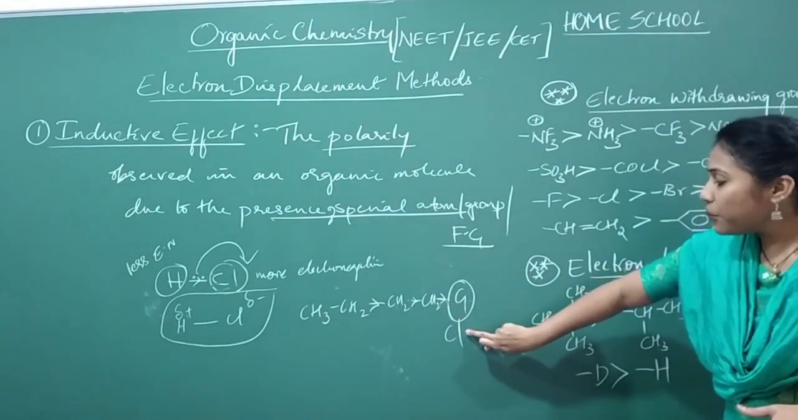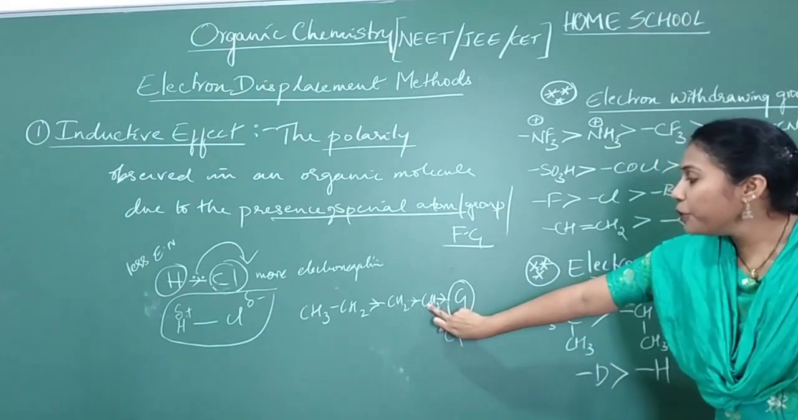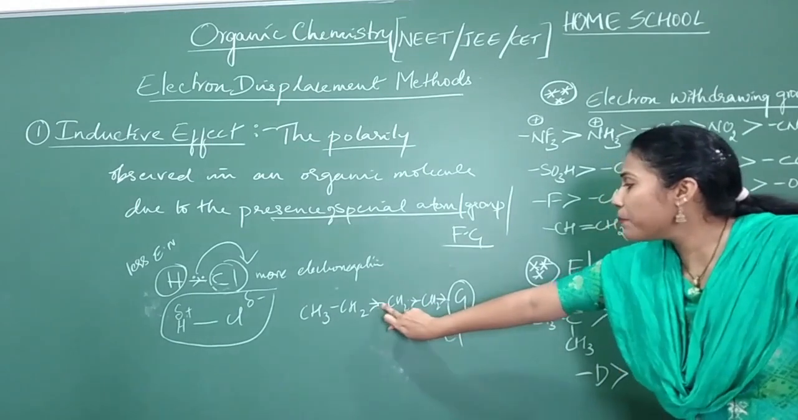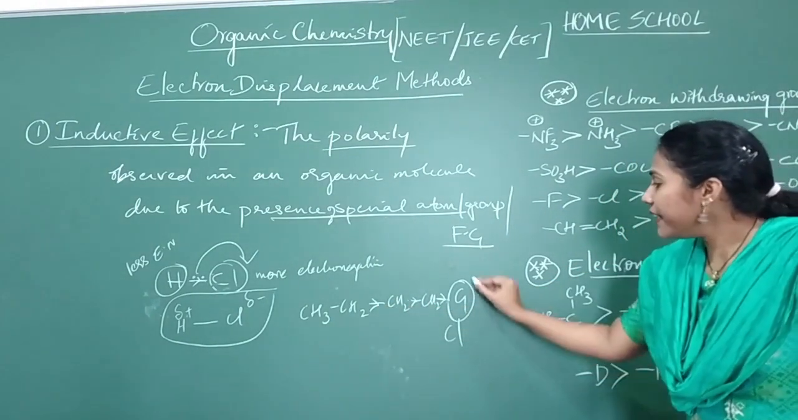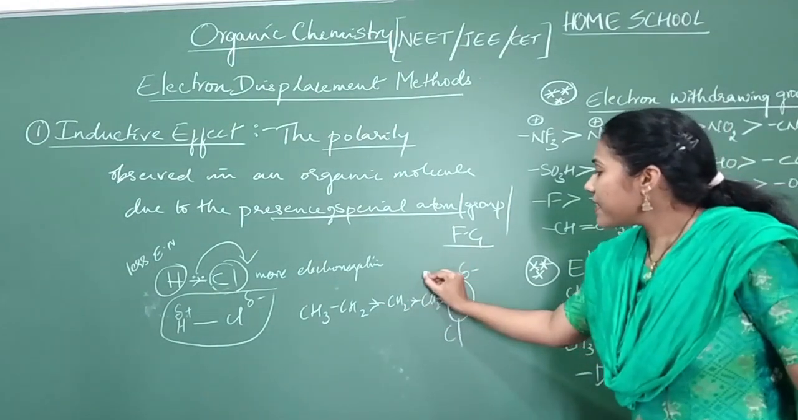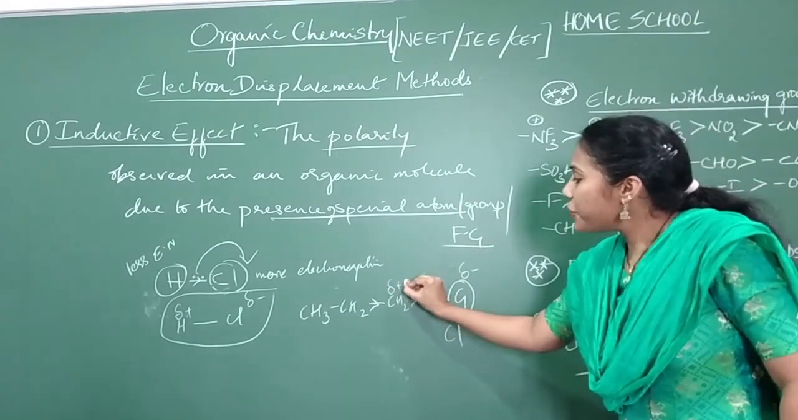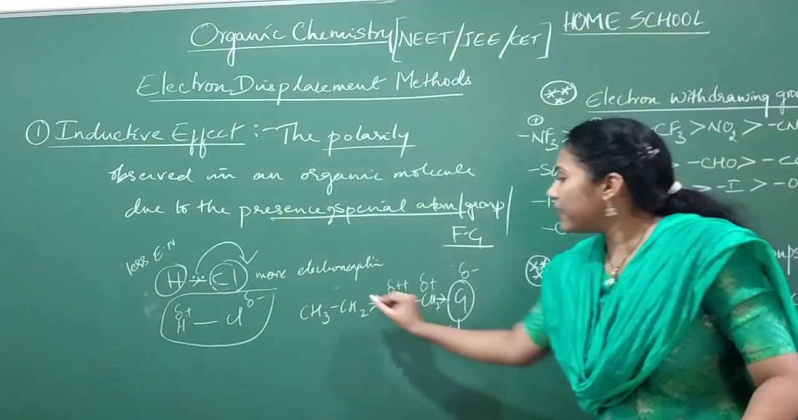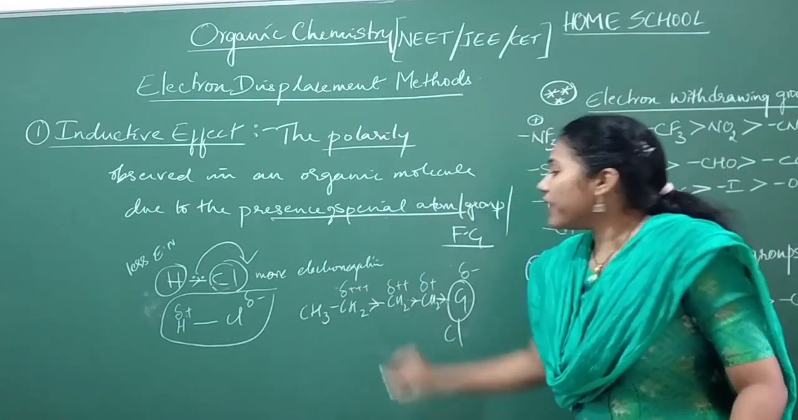So the bond is moved towards Cl, and this particular bond is moved towards this carbon. Again, this bond will be moved towards this carbon. Okay, and so on the group, you will indicate a slightly negative charge. On the first carbon, you will indicate slightly positive. The second carbon will also have slight positive character. The third carbon also will have slight positive character.